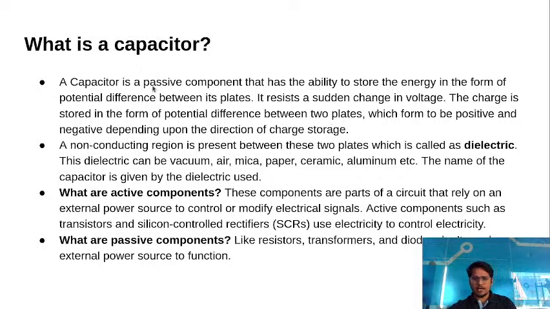As I have told you, a capacitor is a passive component. I have not yet explained what a passive component is and what an active component is, so I will explain that in this video. Here you can see the active components. These components are part of a circuit that rely on an external power source to control or modify electrical signals. Active components such as transistors and silicon controlled rectifiers are all active components.